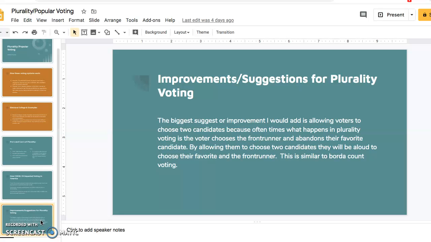So, I think that's really the only thing you can suggest for plurality voting. There's not really much you can do or say to change that, because the biggest problem in plurality voting is the fact that voting for your favorite versus voting for the front runner. So if you give people the option to vote for two, they'll get the satisfaction of voting for their favorite, and they'll also be able to vote for the front runner. So that eliminates that problem completely.